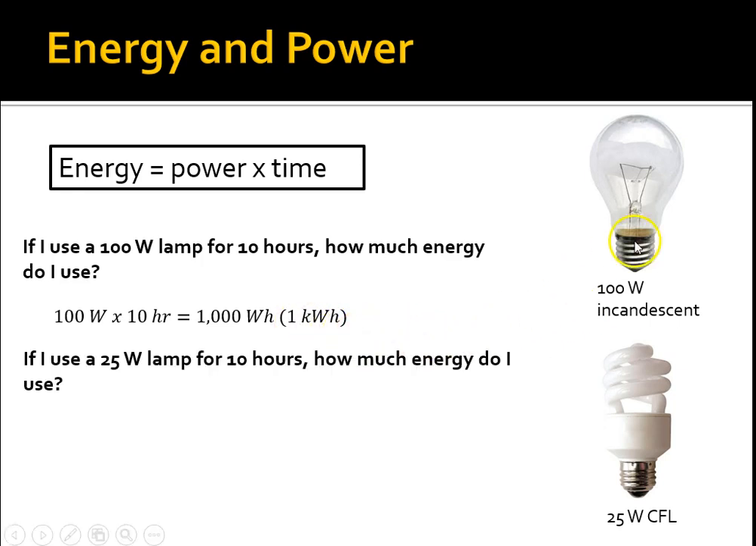So now if I replace my incandescent with a 25 watt CFL, and use it for 10 hours, again, the math is really simple. Multiply them together, and I'm using 250 watt hours or 0.25 kilowatt hours. So getting the same amount of light for the same period of time, I use about 1/4 of the energy because the power rating is 1/4. So hopefully that helps make sense, and we'll do these calculations more as we move forward.